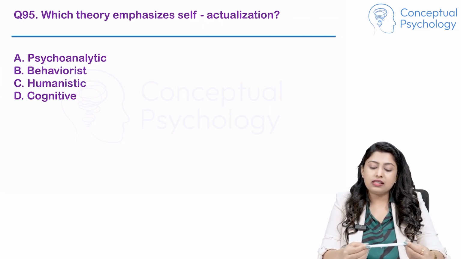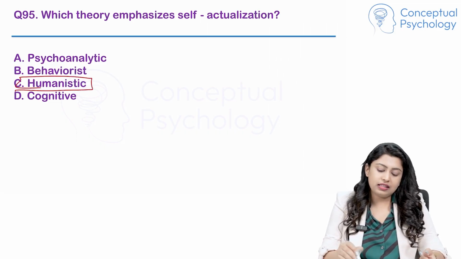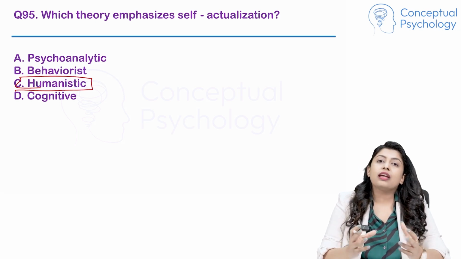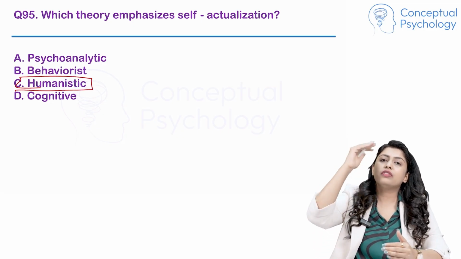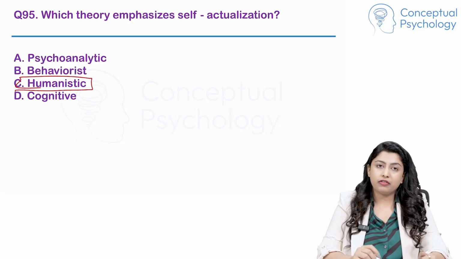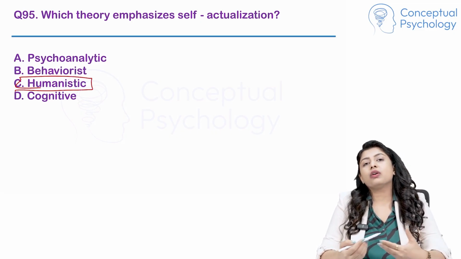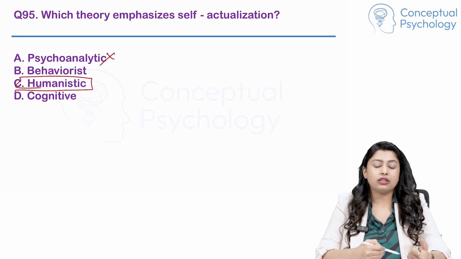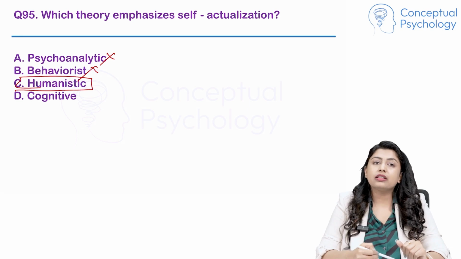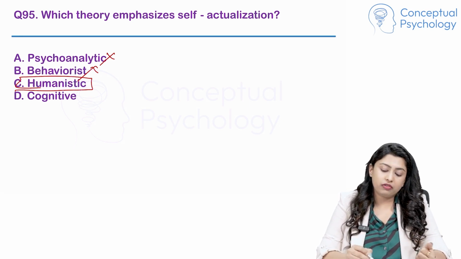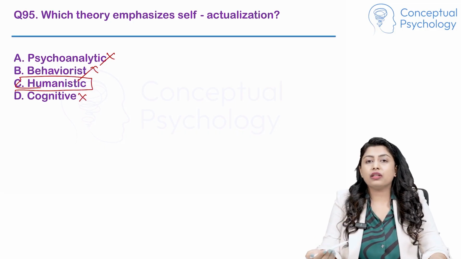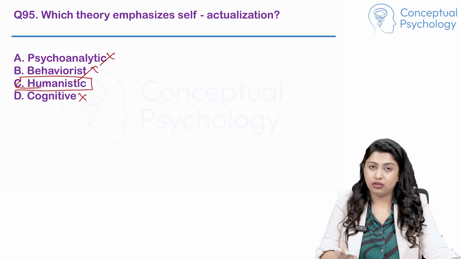Now, which theory emphasizes self actualization? It's easy, humanistic. Humanistic theory, particularly as developed by Abraham Maslow and Carl Rogers, emphasizes self actualization as the highest level of psychological development. It represents the realization of one's full potential and authentic self. Psychoanalytic theory focuses on unconscious conflicts and early experiences, hence it's not the right answer. Behaviorist focuses on learned behaviors and environmental influences, again incorrect. Cognitive focuses on thinking processes and information processing. Hence humanistic theory uniquely emphasizes human potential for growth and self actualization as the primary motivation in psychological development.